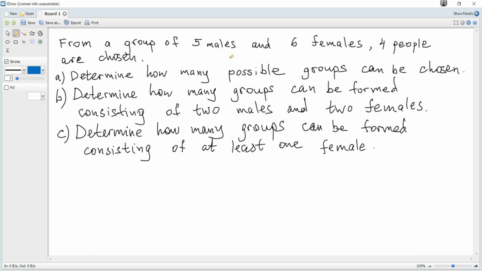From a group of 5 males and 6 females, 4 people are chosen. A. Determine how many possible groups can be chosen. It's a number of combinations 4 out of 11. 4 because we need 4 people. 11 because there are 11 people in total.